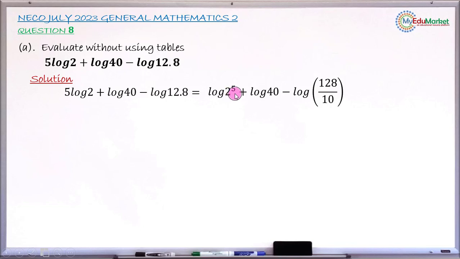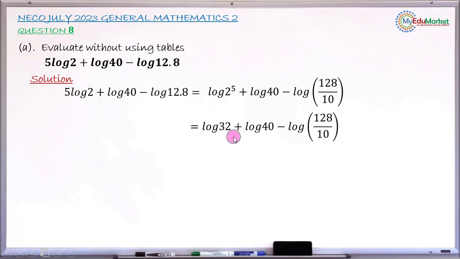So I'll now find what is 2 raised to the power of 5. That gives the result 32. That is 2 times 2 times 2 up to 5 places. That gives you the result 32. Copy the other two terms: log 40 minus log of bracket 128 over 10.